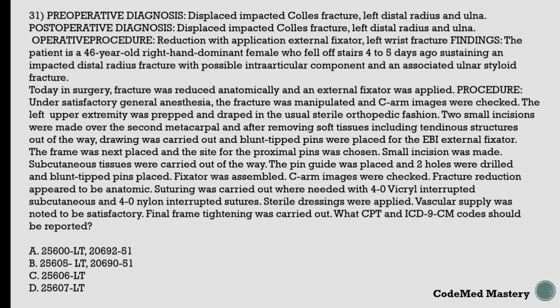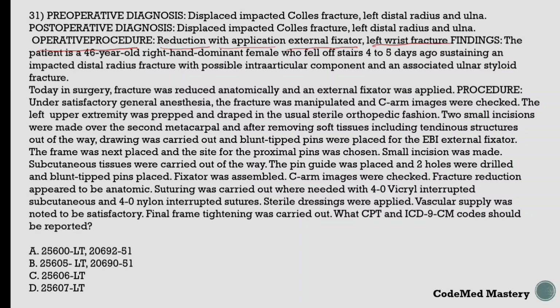This is a big case study question. So first let us look at the procedure. They have done operative procedure, you can check. They have done reduction with application of external fixator, left wrist fracture. Okay. Now let us check option A, 25600. That is for closed treatment of distal radial fracture. Includes closed treatment of fracture of ulnar styloid when performed without manipulation. We'll keep this for now.